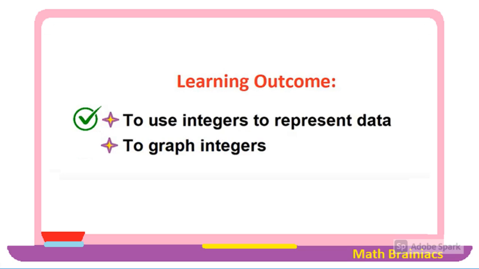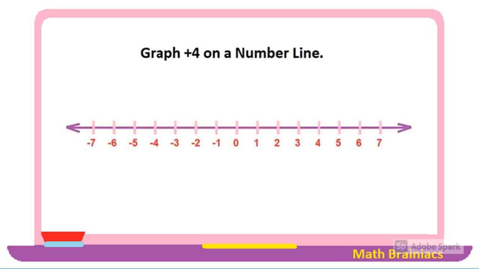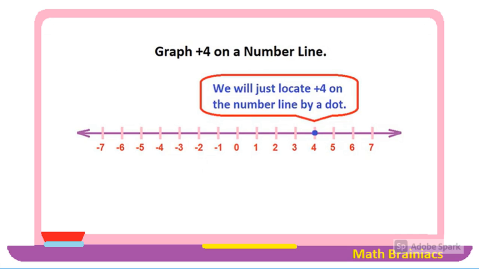On this account, we have already learned how to use integers to represent data. Now, let us study how to graph integers. Let us work on this example so that you will be guided. Graph positive 4 on a number line. Accordingly, we're going to draw a number line. And we're going to graph positive 4 on the number line. We're just going to locate positive 4 with a dot.